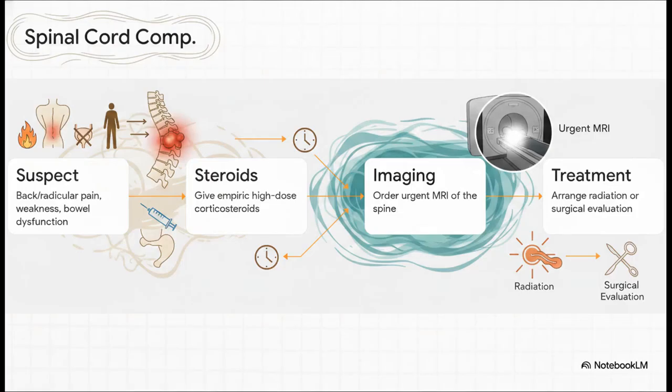Now, suspected epidural spinal cord compression requires rapid recognition. It's a true emergency. If a patient comes in with severe back or radicular pain, weakness, a clear sensory level, or bowel and bladder dysfunction, especially if they have a history of cancer, you need to act fast. Step 1 is administering empiric high-dose glucocorticoids immediately. Then get an urgent MRI, followed by rapid evaluation for radiation or surgery.